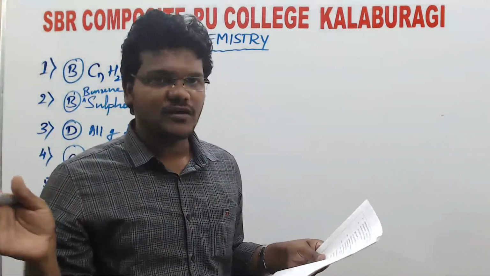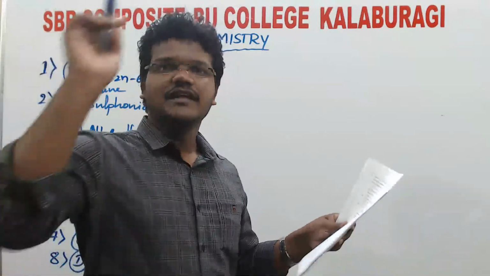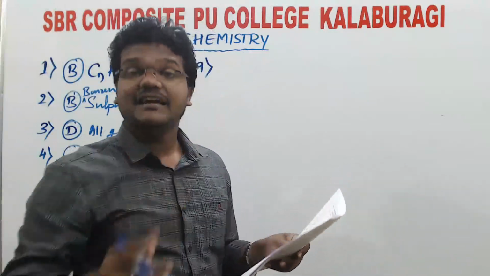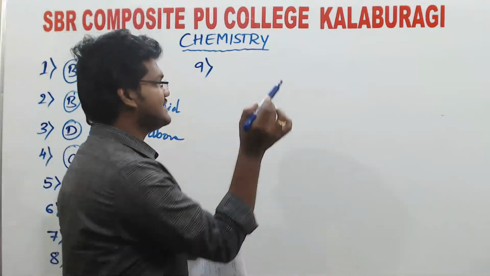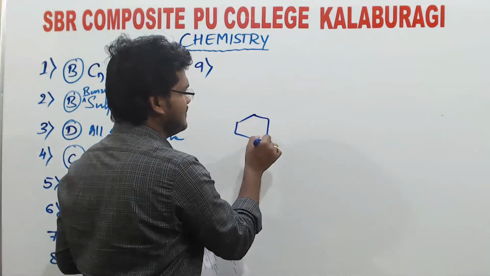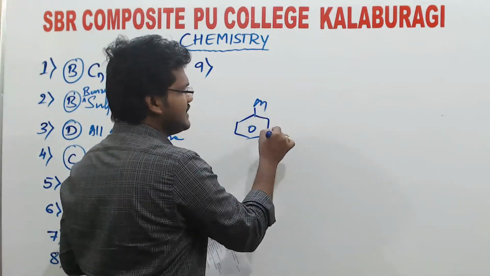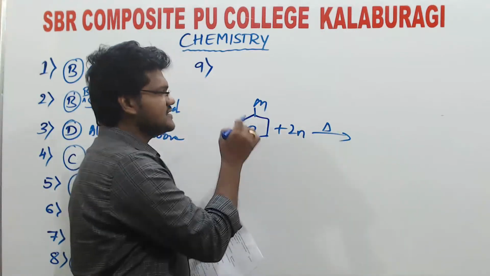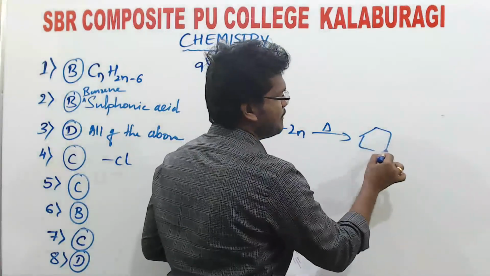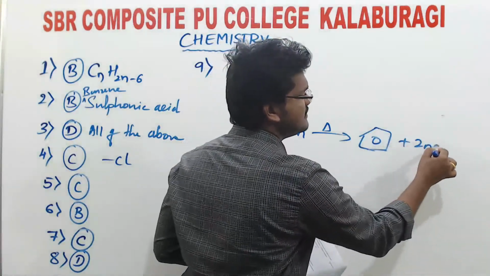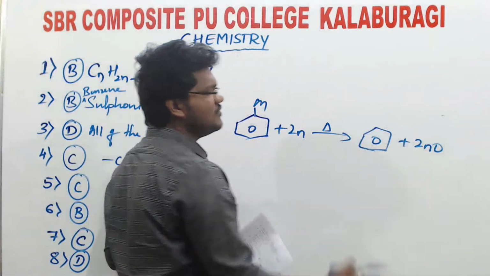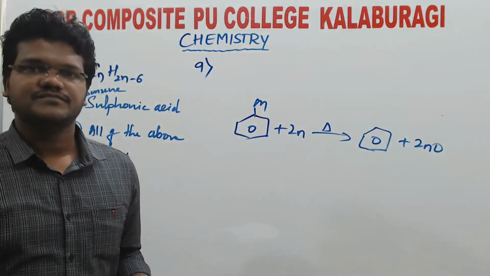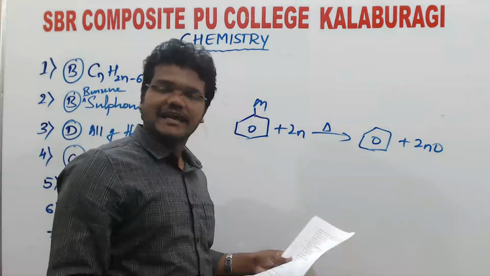So A is not an option. D is also not an option. Let us go for the second one. They said phenol plus zinc and heat. Just now we were discussing, when phenol is heated with zinc dust, earlier we have discussed, we are going to get benzene plus zinc oxide. Correct? So we can prepare benzene by this reaction.